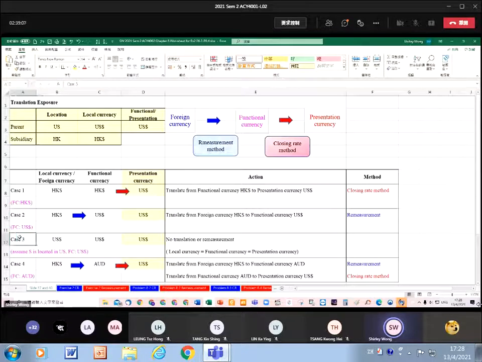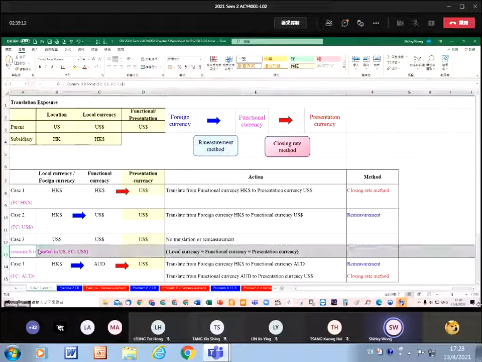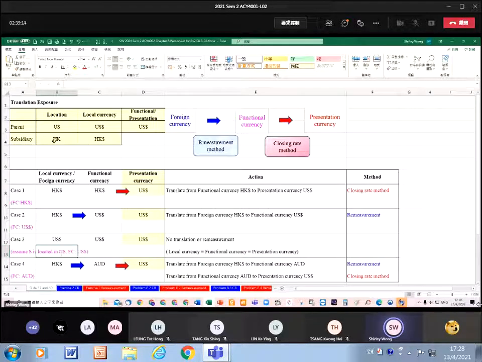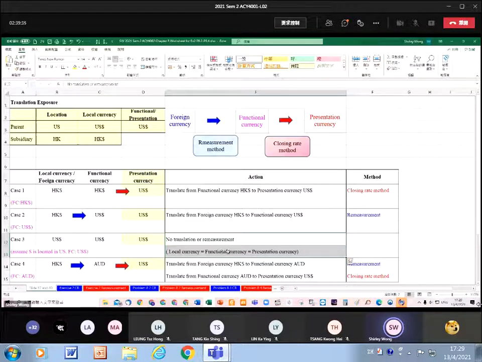And then for case 3, let me give you another assumption. Assume that this subsidiary is located in US. Here it says Hong Kong, but let me assume a special case for case 3. Let me assume that this subsidiary is located in US, then the functional currency is US. So located in US, local currency is US, functional currency is US, and then presentation is US. Then you do not need to do anything because local currency equals functional currency, and it also equals presentation currency. You do nothing for this case.